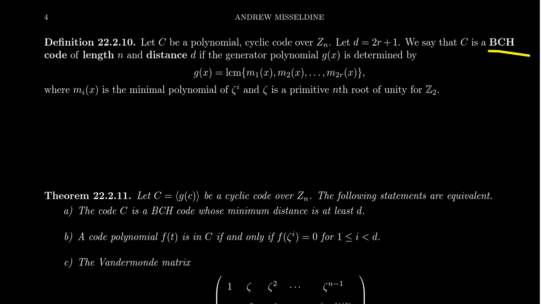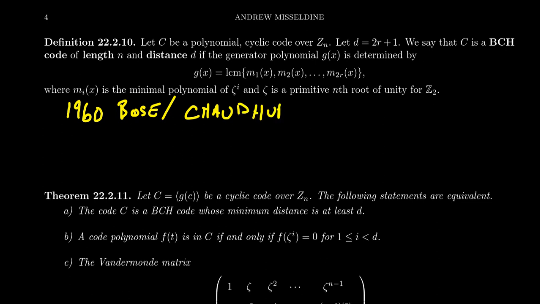Why BCH? Where does the acronym come from? Well, this comes from the mathematicians that first established this coding scheme. So in 1960, the mathematicians R.C. Bose and D.K. Ray-Chaudhuri developed what we now know as a BCH code.